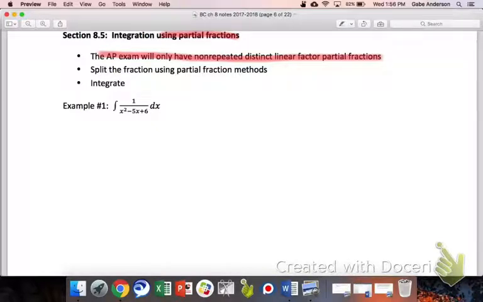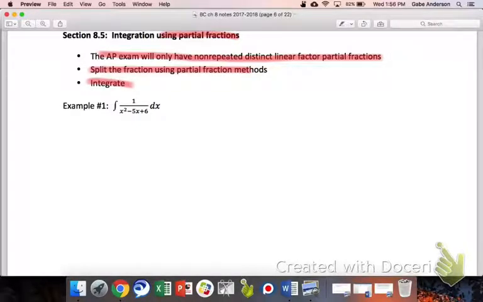So we're going to just do this. I'm not going to expand this. Honestly, if you really had to, you could go back and refigure out all the partial fraction stuff and apply it, but I don't think that's going to serve our time very well. So here's what you do. You split the fraction up using partial fraction methods, and then you integrate.